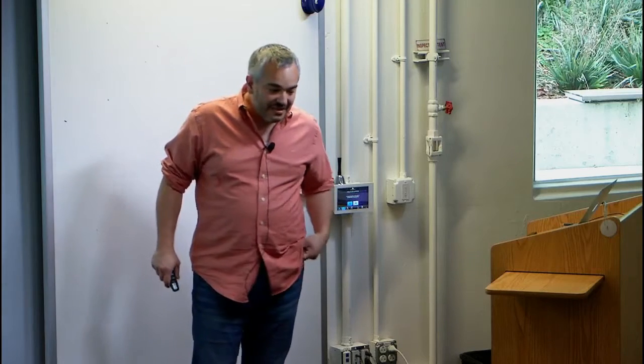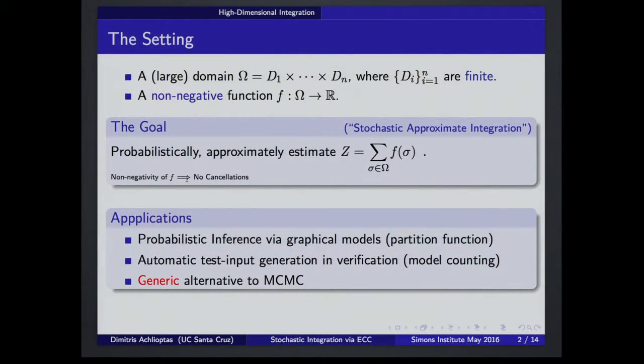And the setting is a very familiar one. We have some large domain, which we can think of as just being the Cartesian product of variables with discrete domains. And we have some non-negative function that we would like to sum over the domain. So we just want to compute the so-called partition function, although I won't necessarily have some statistical physics or other model in place. It's just a generic function f. The only thing about it that's going to be important for us is that it's non-negative. So when you take this sum over the entire domain, there are no cancellations. That's the important part.